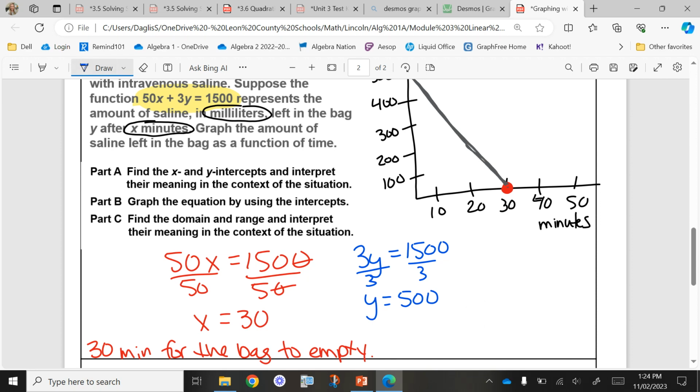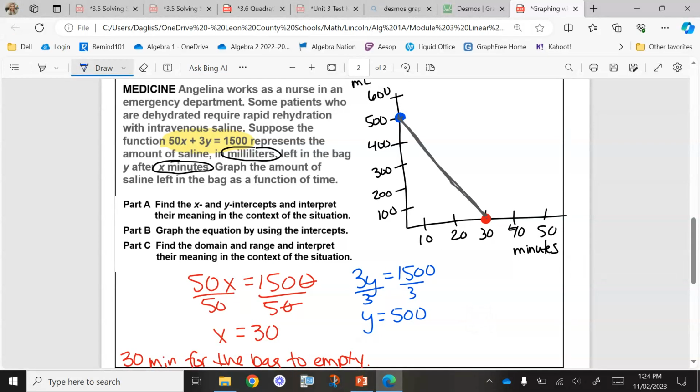Very good. What does 500 show me? So it's 500. I know it's a Y. So if I have 500 milliliters, what does that mean? How much was in it at the start? Good. So we started with 500 milliliters of saline. Good. So your y-intercept is what you started with. And then it shows that at 30 minutes we hit 0, it took 30 minutes for the bag to empty.